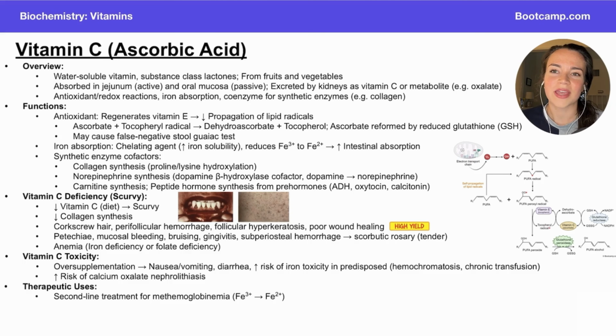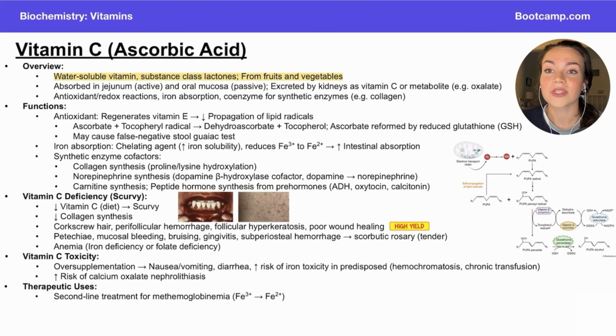Hi everyone, my name is Paige and thank you so much for joining me for our lesson on vitamin C. We are shifting gears into our discussion on water-soluble vitamins. So vitamin C is the first water-soluble vitamin we're going to talk about in this chapter, and it's in a substance class or class of molecules called lactones. And vitamin C, as you may be familiar with, comes from fruits and vegetables.